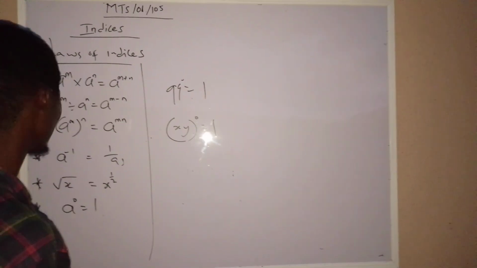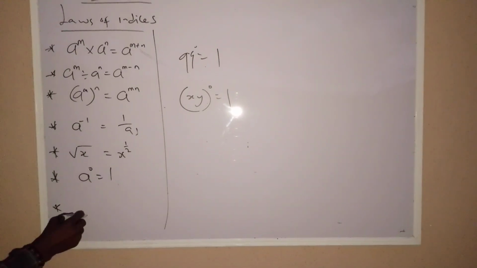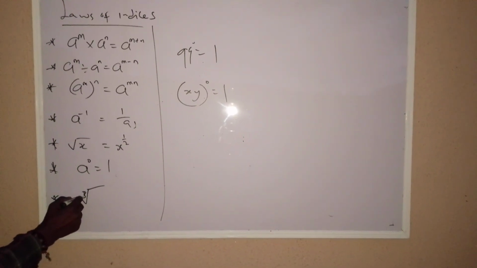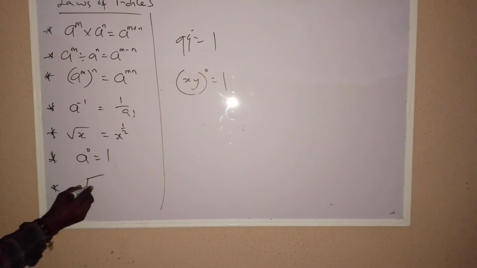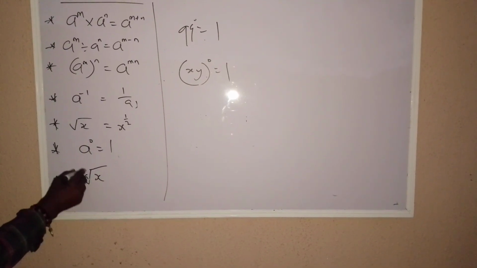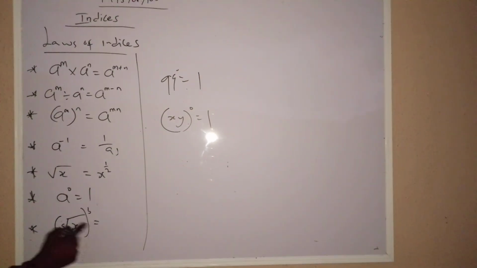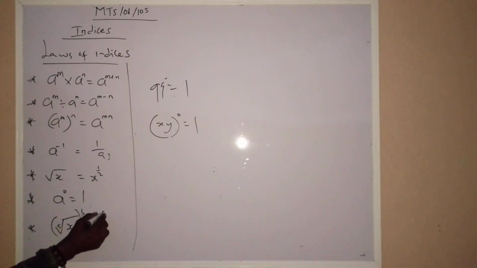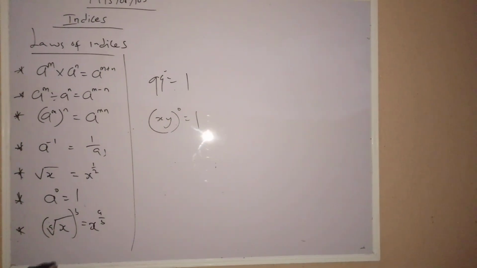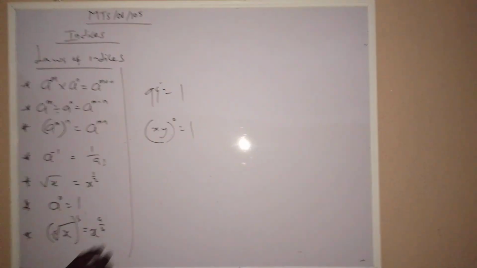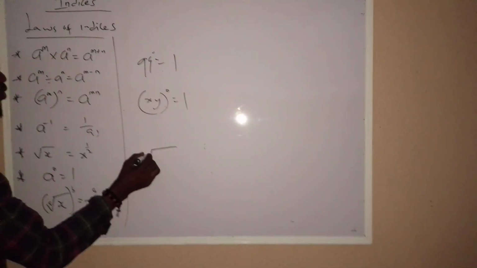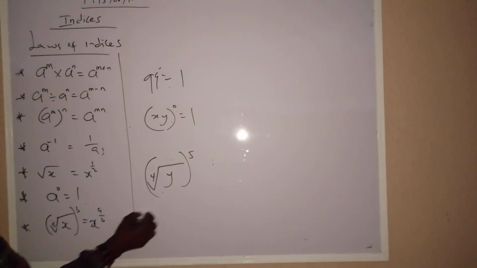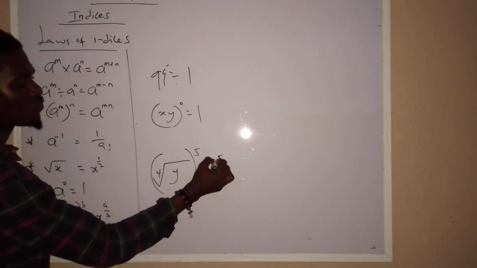Lastly, suppose you're having a cube root. Let me just put it like this: the b-th root of x raised to power a. If you're having something like this, how do you express it in index form? It becomes x raised to power a over b. Imagine I'm having the 4th root of y to the power 5. In index form, how do you express it? That will be y raised to power 5 over 4.